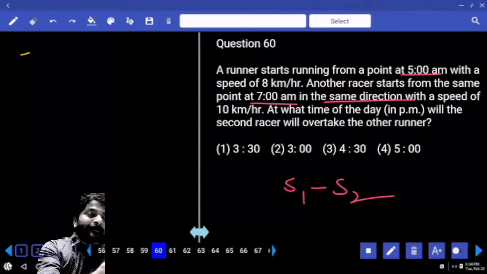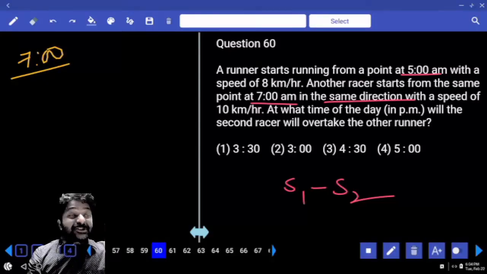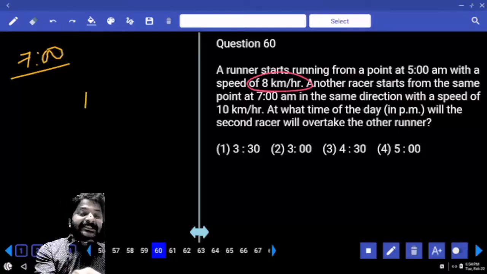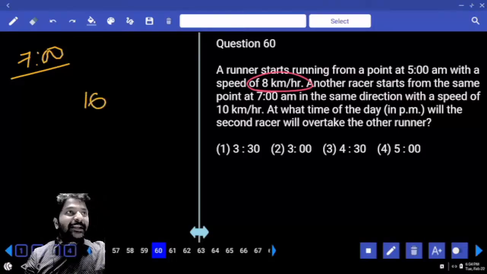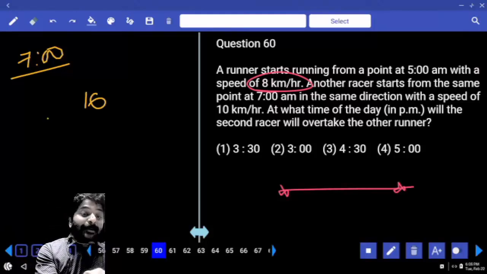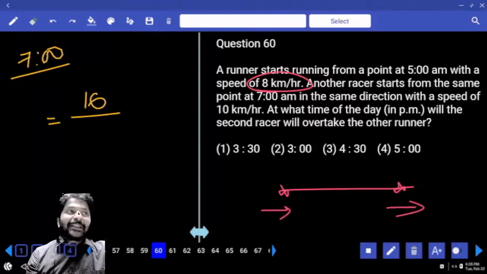By the time the second person starts, that is at 7 a.m., the first person has been on the journey for the last 2 hours. In those 2 hours, he can cover 16 kilometers because his speed is 8 kilometers per hour. So 16 kilometers is the gap. Now if the second person wants to meet this guy, he needs to cover 16 kilometers only. And both are moving in the same direction.